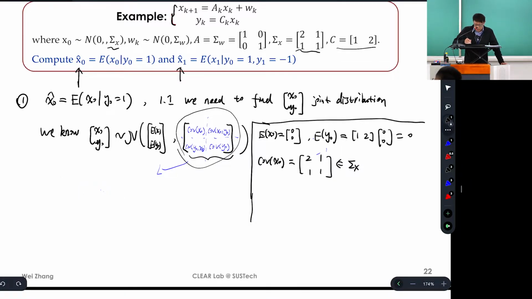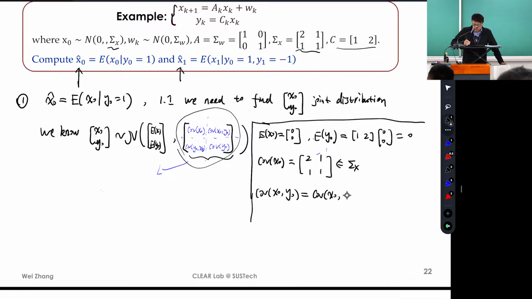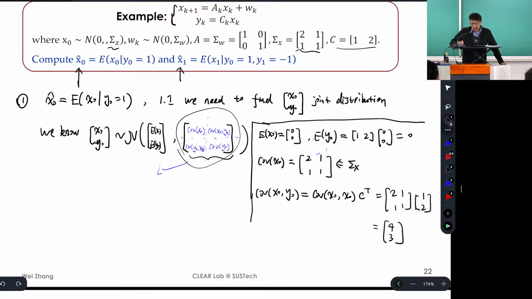Let's look at the covariance of X0 with Y0. How to compute it? It's the covariance of X0 with C times X0, so there is a C transpose here. It will be 2, 1, 1, 1 times 1, 2 transposed, which is a column vector 4, 3. Then the covariance of Y0 with X0 is the transpose of the previous one, which is 4, 3.